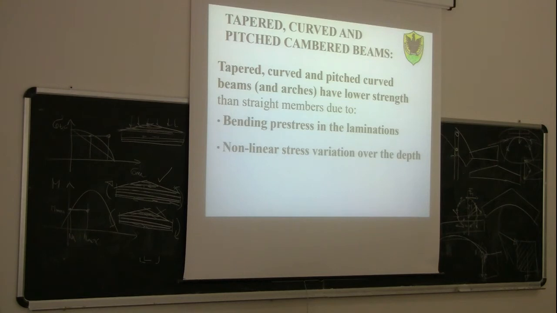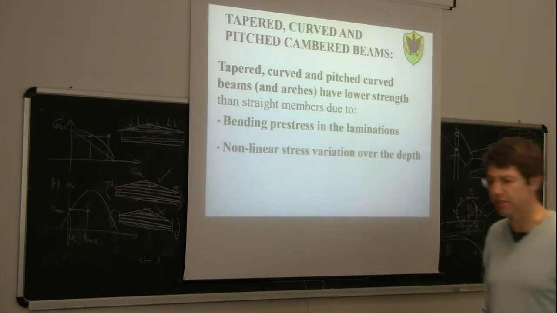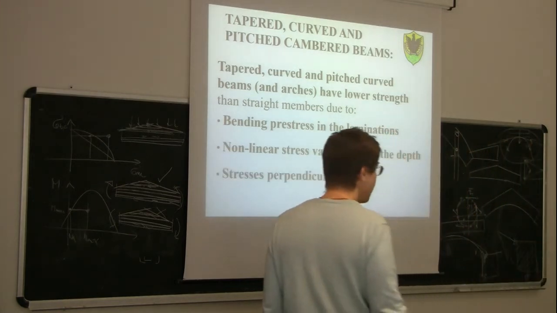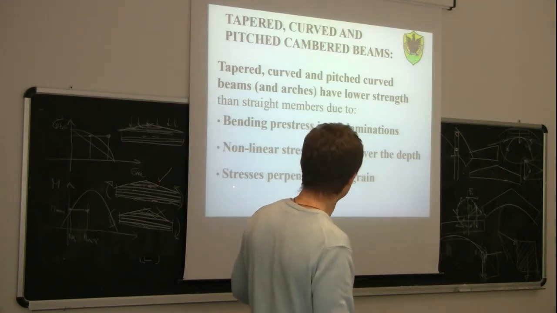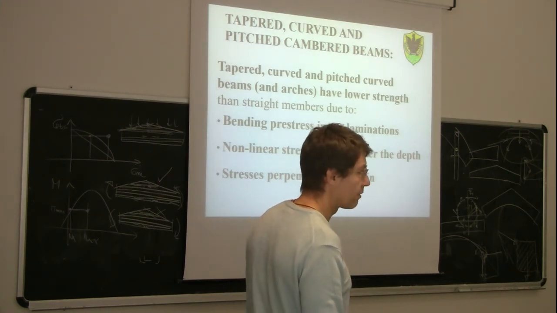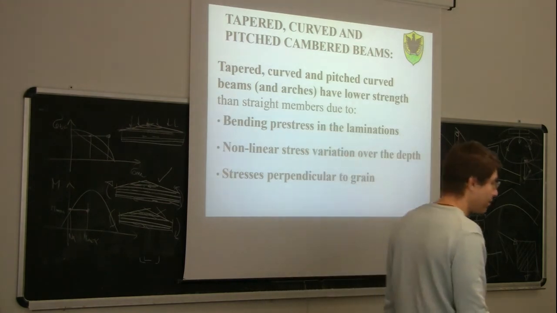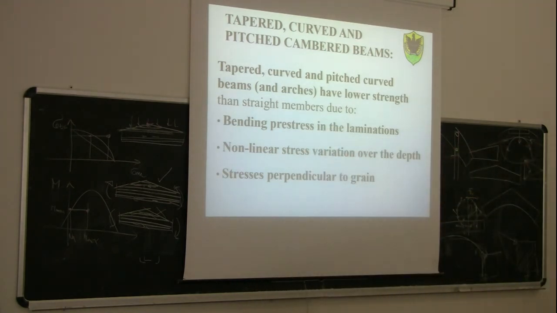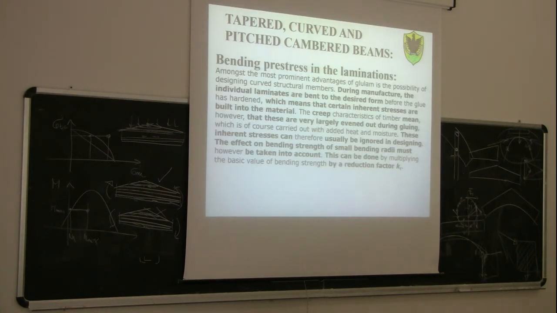Then we have a nonlinear stress variation over the depth. So unlike the simple bending theory, in this case we should consider a nonlinear stress distribution. And then we have, in curved members, stresses perpendicular to the grain. So we have a secondary stress perpendicular to the grain, which is superimposed on the main primary stresses parallel to the grain, and reduces, of course, the strength of the member. So let's start with analyzing the first problem, which is bending pre-stress in the laminations.